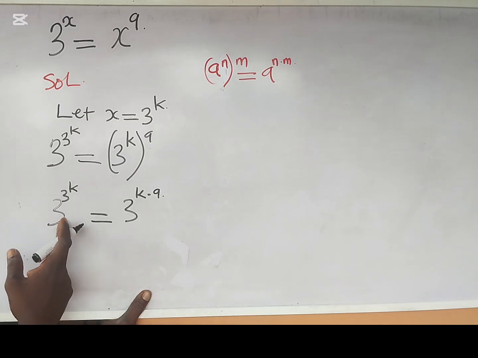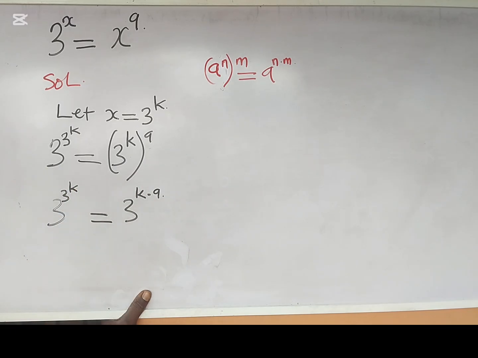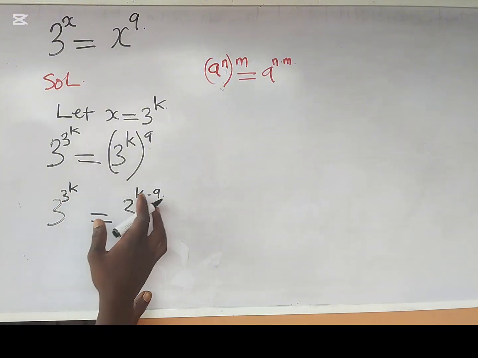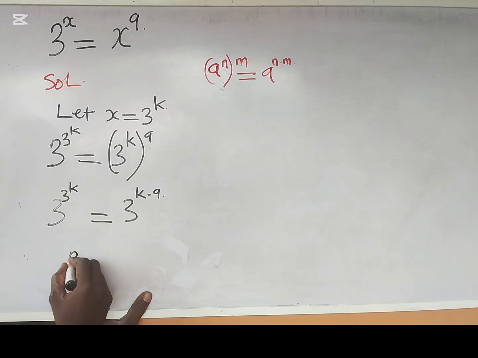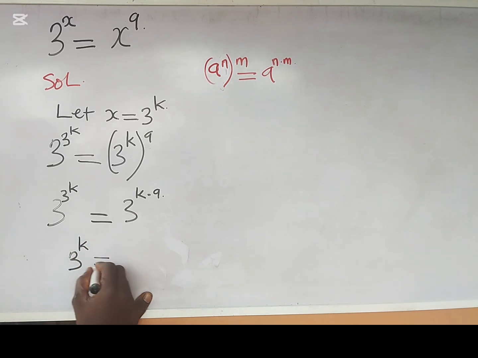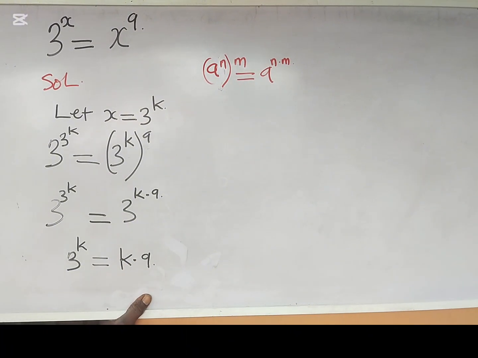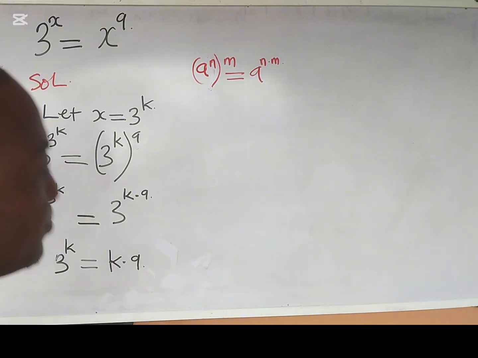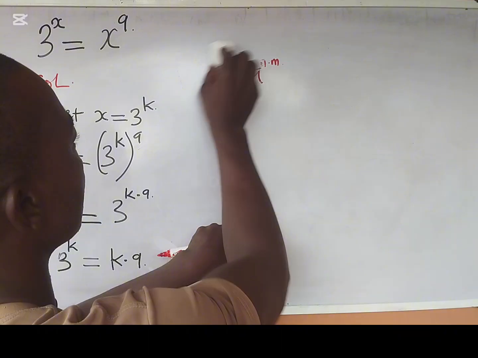In indices, if the bases are the same, we can equate the powers. So we're going to equate the powers now. If we equate the powers, we will now have that 3 raised to the power of k is equal to k times 9 after equating the power. Let me clean this.